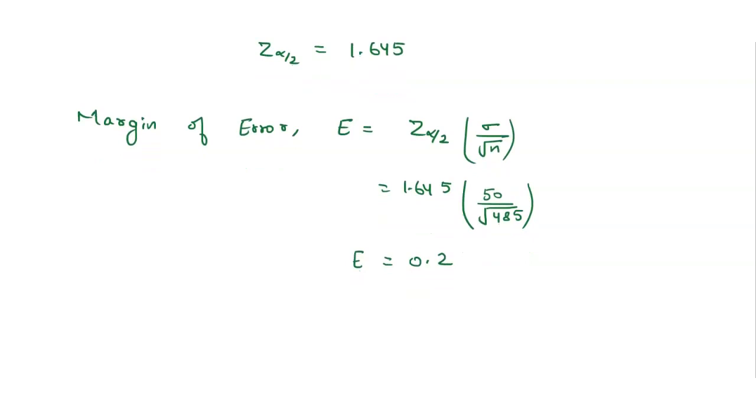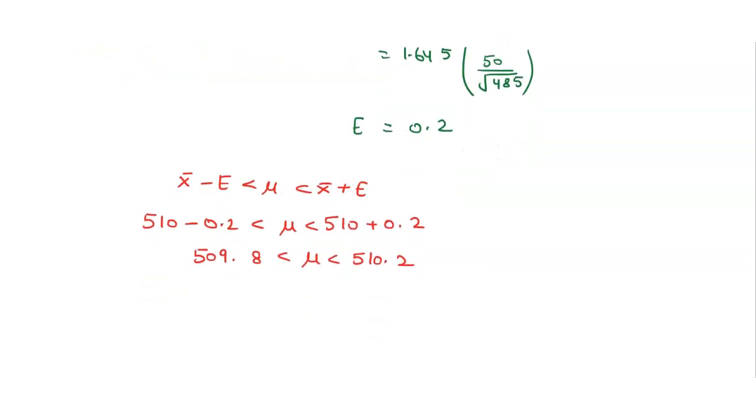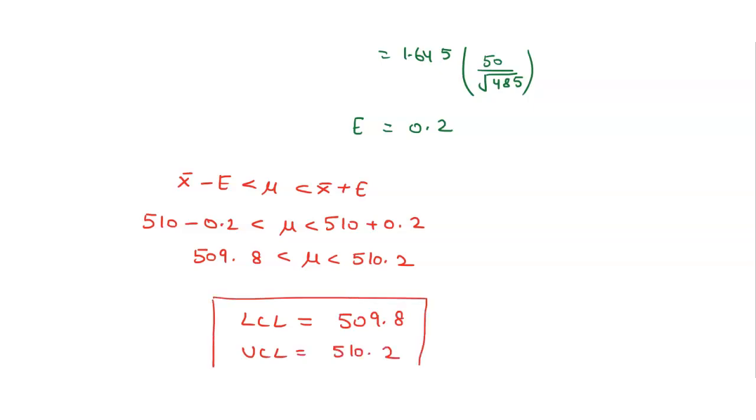Now this mu lies between x bar minus E and x bar plus E. And putting the values here, we have 510 minus 0.2, and here we have 510 plus 0.2. Here we have 509.8 less than mu less than 510.2. So we have LCL is equal to 509.8 and UCL is equal to 510.2, which is the final answer of this question.